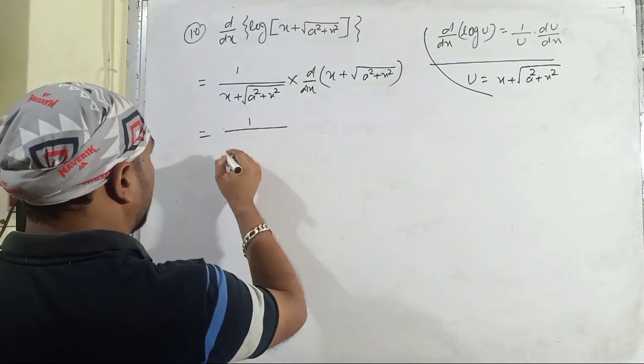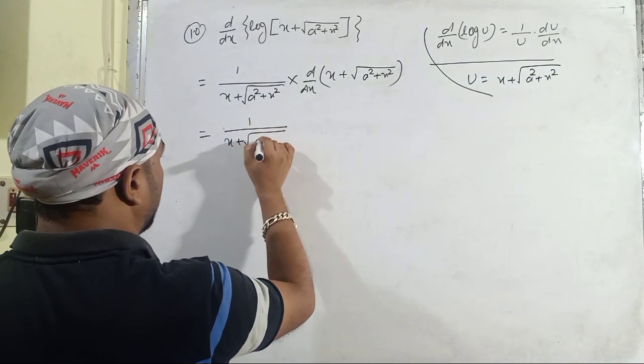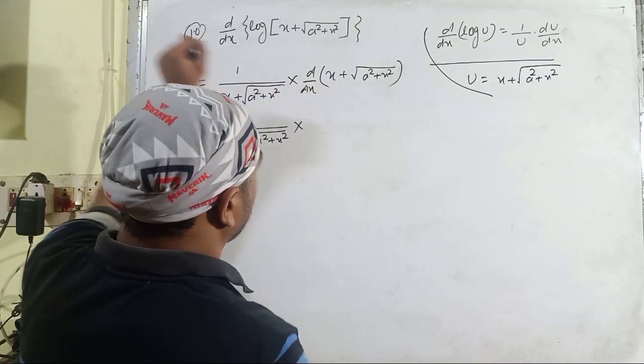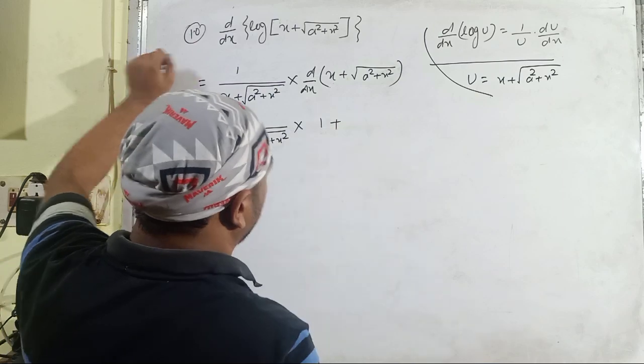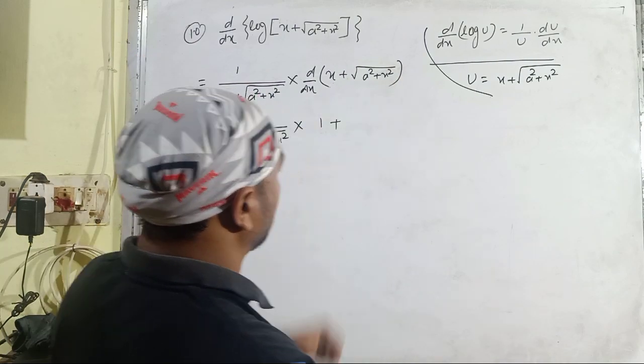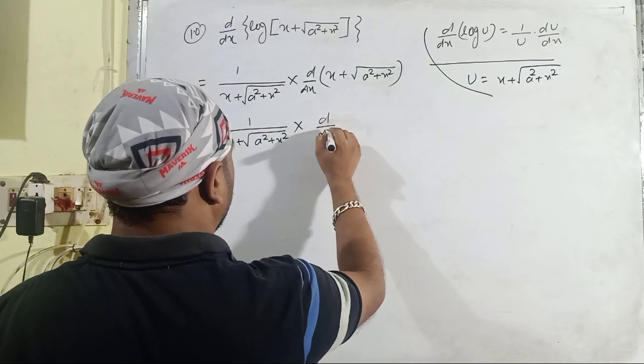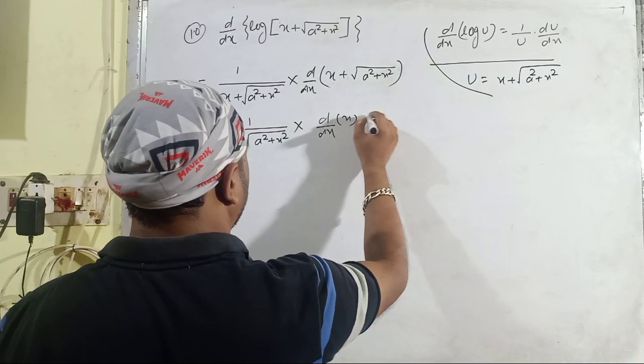Then it is 1 upon x plus square root of a square plus x square multiplied with the differentiation of x, which is 1, plus differentiation of square root of a square plus x square. Okay, let us put the algebra of derivative here.